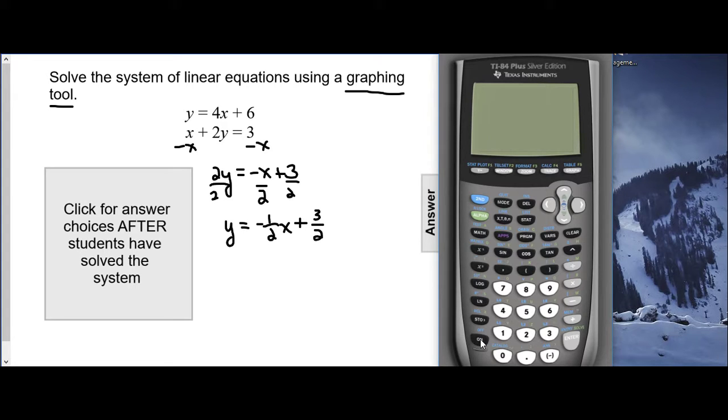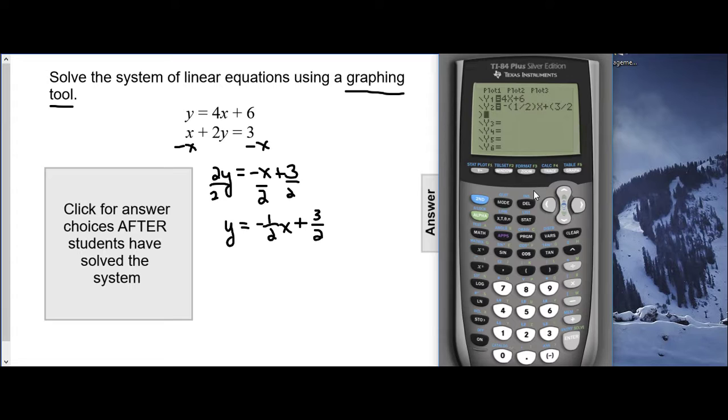So the first thing we do is turn it on, and we go to the y equals button to enter our two equations. The first equation is y equals 4x plus 6. So I'm going to type in 4x plus 6, and scroll down to the second equation to type in negative 1/2 x plus 3 over 2. So I'll do negative, and I'll use parentheses for my fraction. So 1/2 would be parentheses 1 divided by 2 parentheses x plus parentheses 3 divided by 2 parentheses.